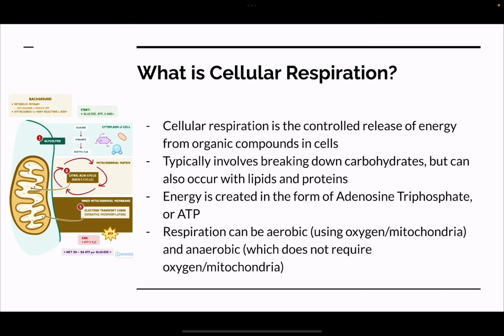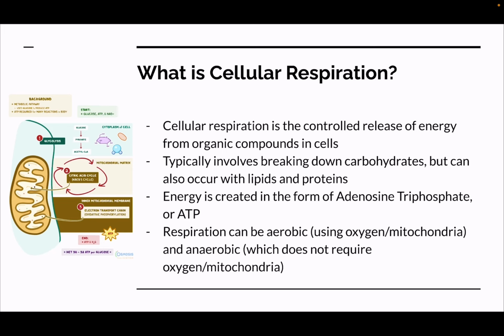So first we'll start with what is cellular respiration. Essentially, respiration is the controlled release of energy from organic compounds within cells. Typically, it involves breaking down carbohydrates, but it can also occur with lipids and proteins. So primarily the cell is going to prioritize breaking down carbohydrates, but it can also utilize lipids and proteins.